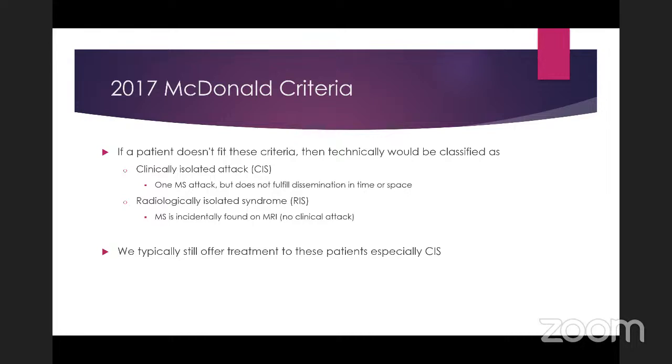So this is where someone gets an MRI for a different reason, say headaches, and then they happen to find some lesions of MS. The good thing is that we still offer treatment to both of these patient groups, especially CIS, because as we'll talk about later, it's important to start treatment as soon as possible.